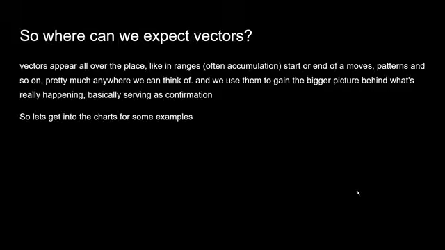So where can we expect vectors? Vectors appear all over the place, like in ranges, often accumulation, start or end of moves, patterns, and so on. Pretty much anywhere we can think of, and we use them to gain a bigger picture behind what's really happening with price, basically serving as confirmation to take a trade. So let's get into the chart and look at some examples.